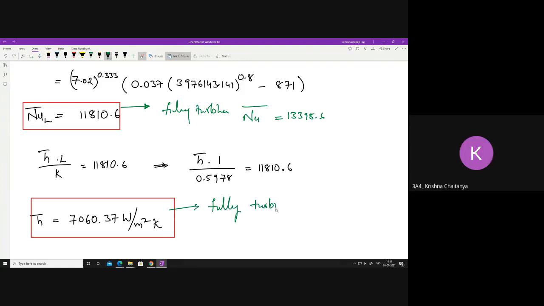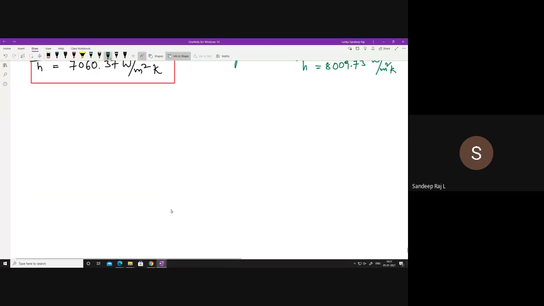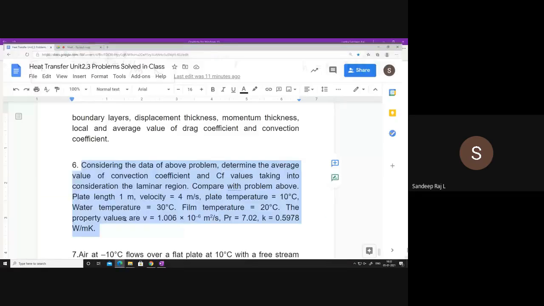Fully turbulent case. What is the h bar value? 8009.73 watt per meter square Kelvin. So what you can observe is in the fully turbulent case, generally the values are a bit higher. All the values are a bit higher. So if you consider it to be fully turbulent, the estimation is a bit higher compared to the actual thing. So if you consider the laminar-turbulent formulas properly here, that will be of more use. Okay, fine. Let's move to the next problem.